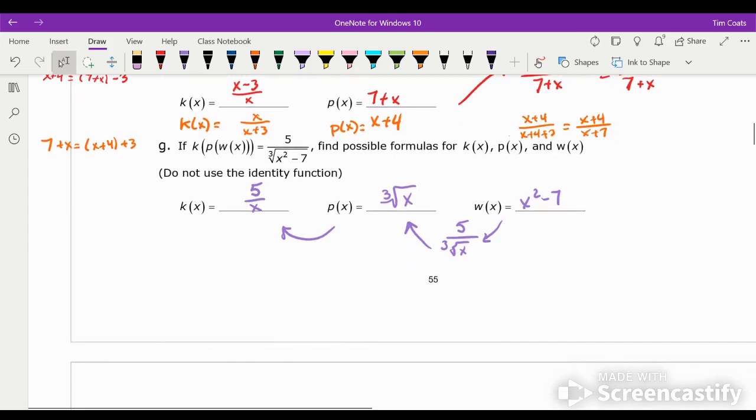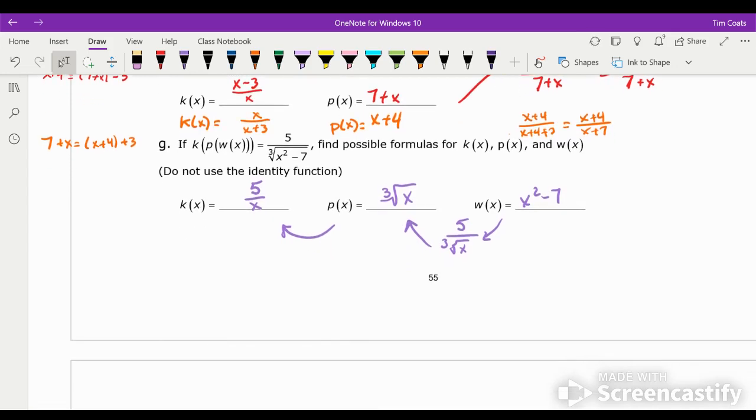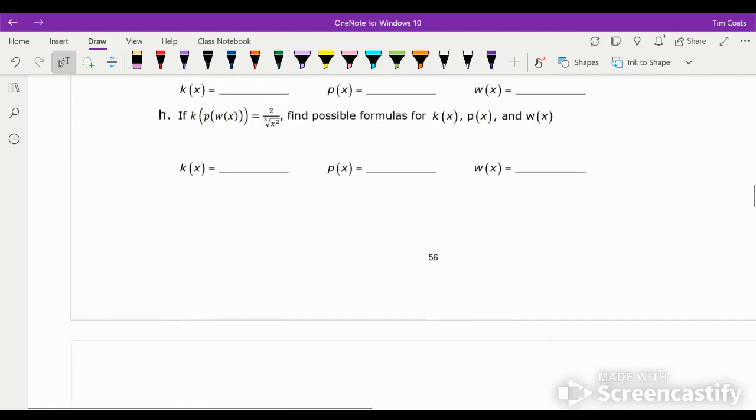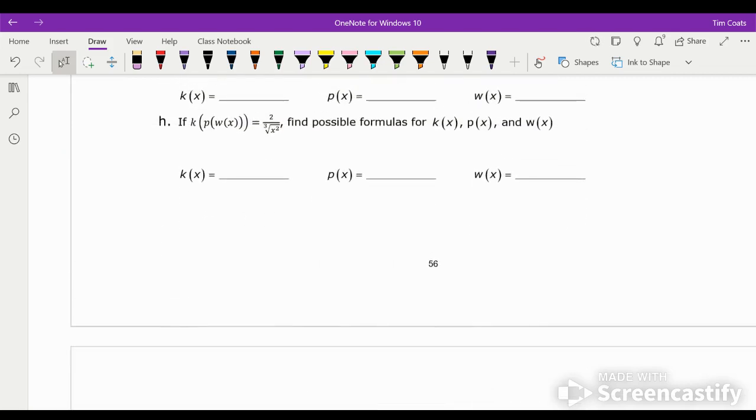So I'm going to stop the video here. I'm going to have you try the problems on page 56, more decomposition, so you can work through those, check the answers, and then I'll join you on the next video to talk about the graphs.